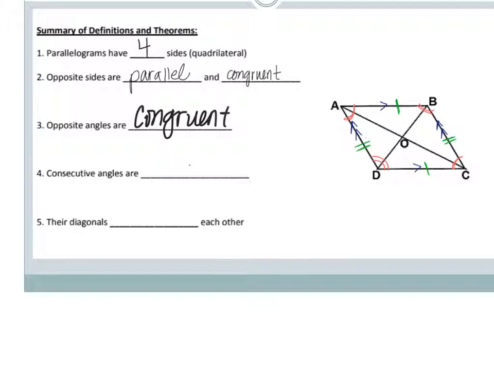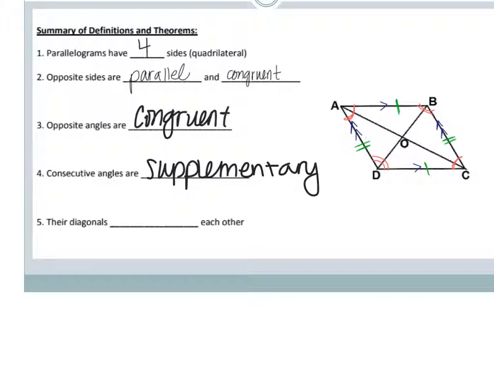Ladies and gentlemen, consecutive angles. First off, what do you think consecutive means? Next to each other. They add to 180, so they're supplementary. How much do the angles have to add to? Does it add to 360? Yep. Because this has 4 sides, if I plug that into our interior angle formula, it's 2 times 180.